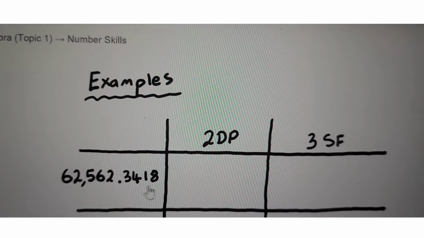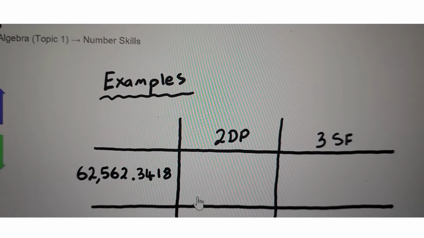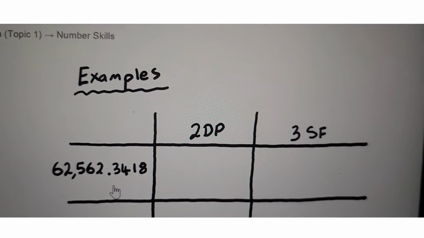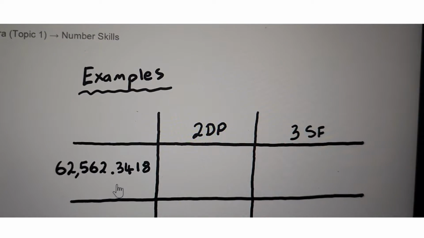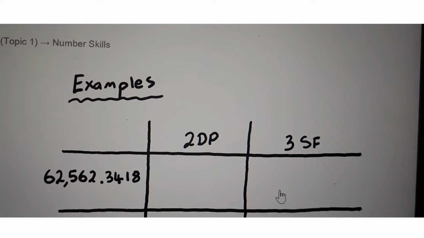Demonstrate it with a couple of examples here and then talk about the theory which is listed on the left-hand side as we go through it. So let's start with this first number here, 62,562.3418. Let's round this to 2 decimal places and then 3 significant figures.